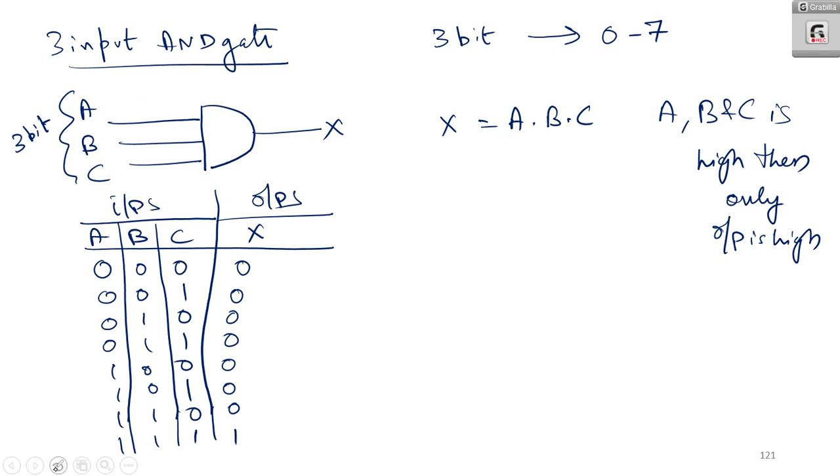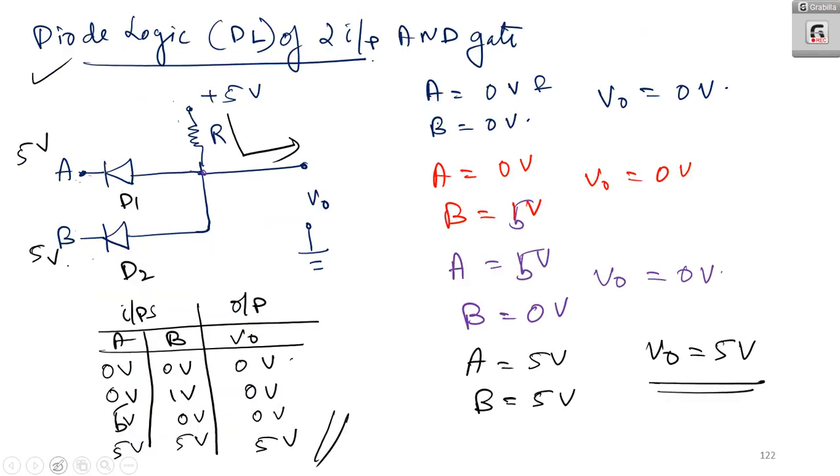Now I have explained the diode logic of the 2-input AND gate. I have given the different conditions of input: A is equal to B is equal to 0 volt, A is equal to 0 volt and B is equal to 5 volt, A is equal to 5 volt and B is equal to 0 volt, and A is equal to 5 volt and B is equal to 5 volt. So here the condition is if both the inputs are high, then only the output is high.